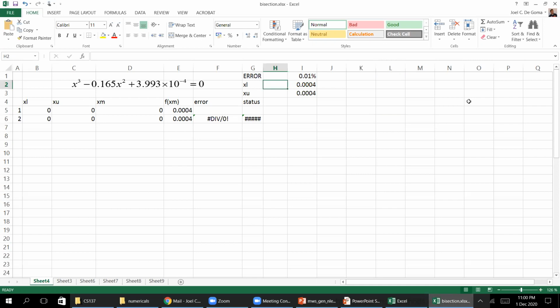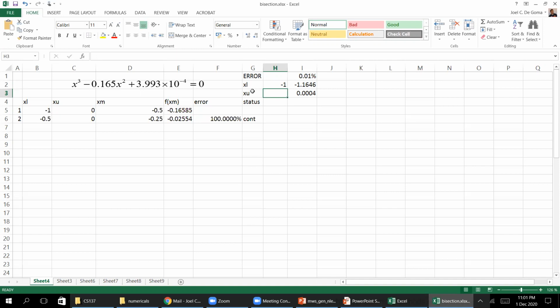So let's suppose we're going to guess 0. Substitute 0 to our equation. If it's negative, we're going to use it as x sub l. But in this example, if it's 0, it's 0.004, so therefore it's incorrect. So why not negative 1? It's negative. So that's where we get the x sub l.